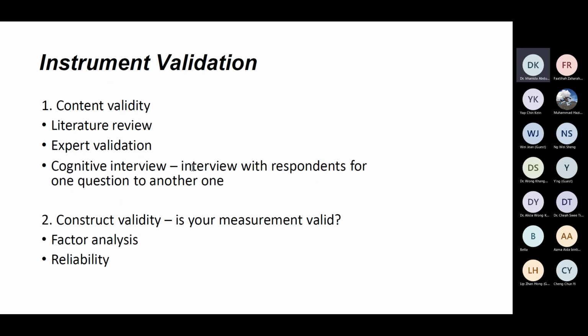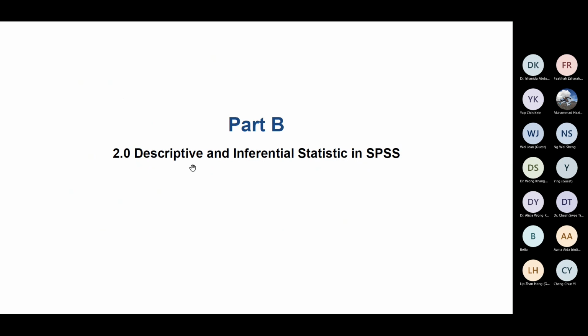Number two, construct validity. Is your measurement valid? We can do factor analysis. And then we can do reliability analysis by reading the value of the Cronbach alpha. Normally, we will have this during our pilot study. I will explain to you what is reliability.